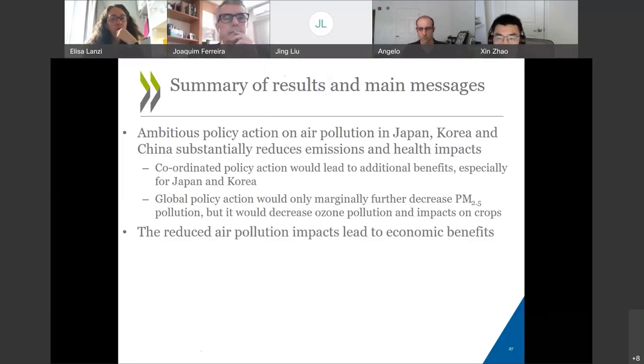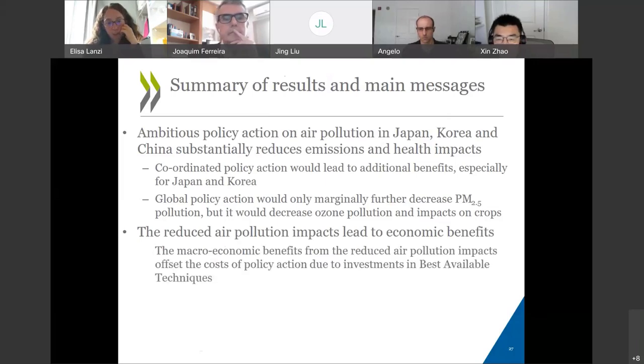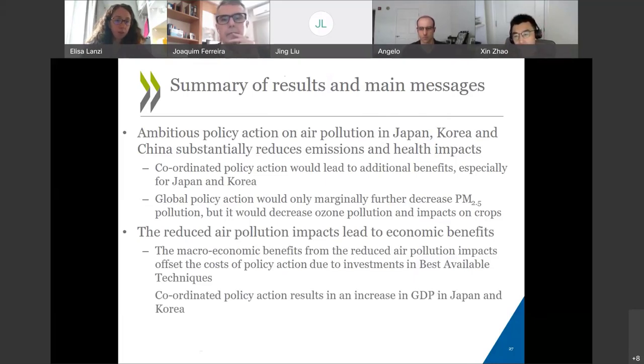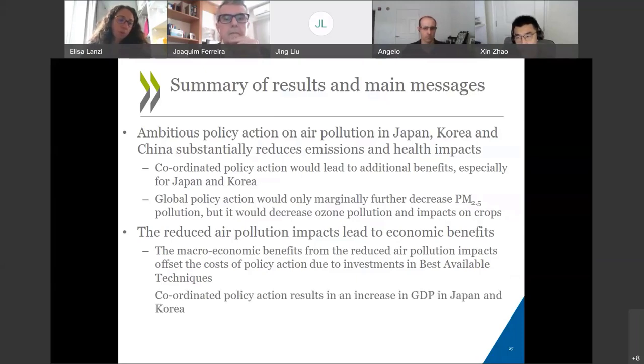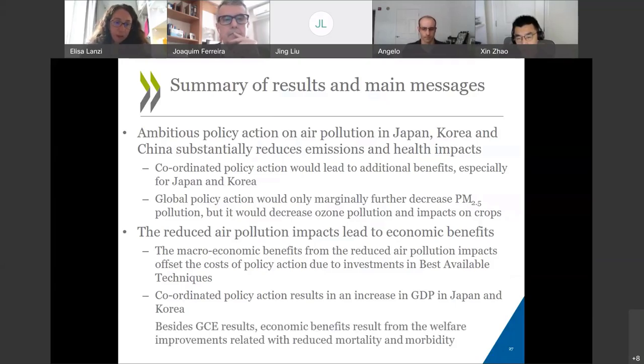We also find that the reduced policy action impact leads to economic benefits. So the results from the macroeconomic analysis show that there are some benefits, but mostly the costs and benefits offset each other. But we actually find that, I didn't present this, there are additional welfare effects that are positive, from the reduction in premature deaths and illnesses.